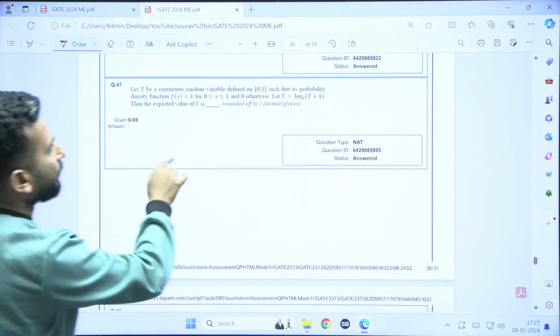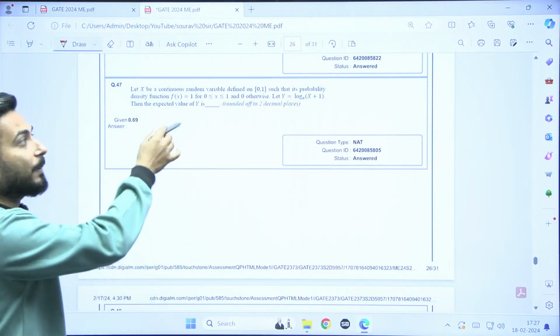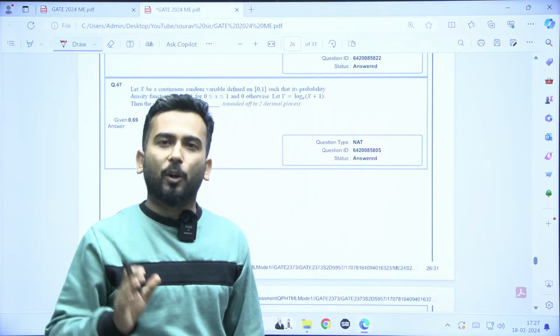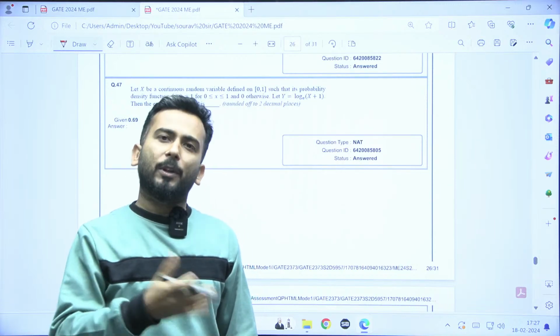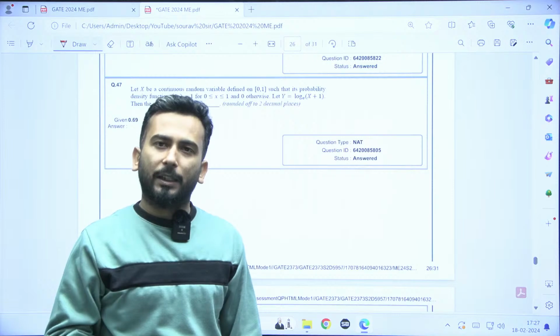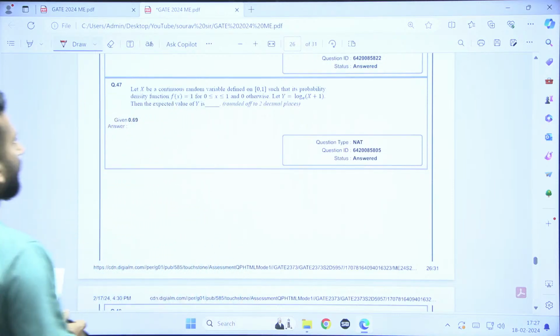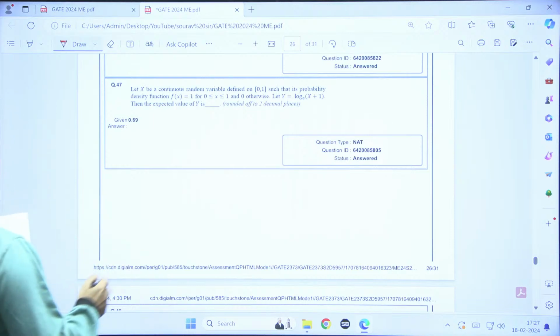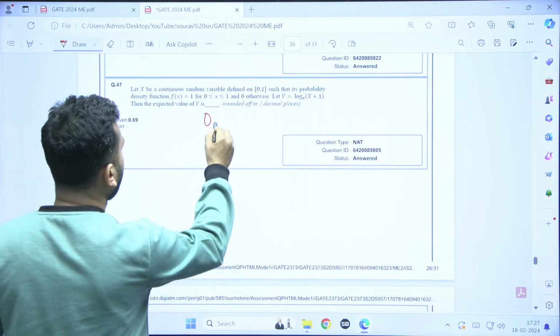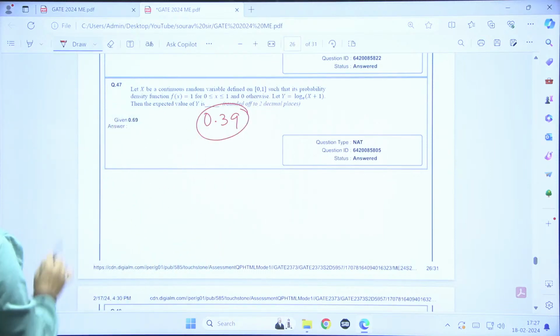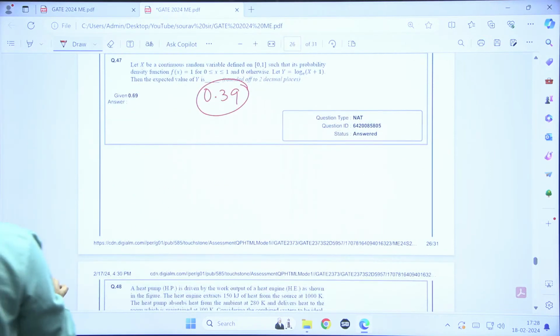Now expectation of a function. Expectation of a function is the most important topic in probability, everyone knows that expectation will come. If you solve this by applying the formula for expectation, you will get the answer 0.39. 0.39 should be the perfect or closest answer I can think of.